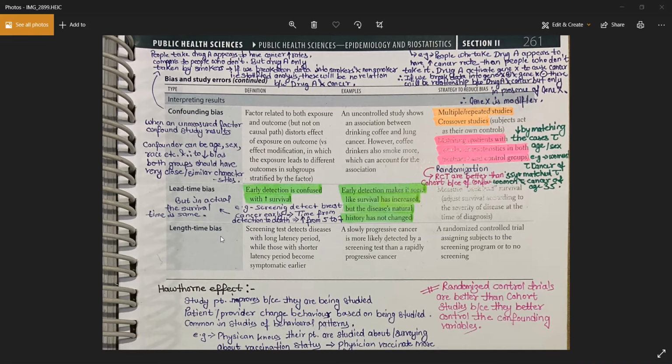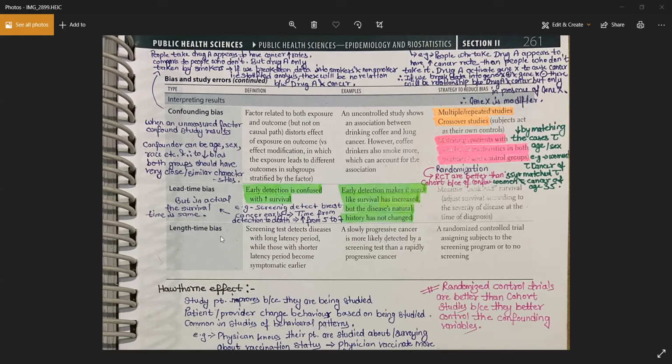Yeah. I was going to say something I read: in length time bias, you can use GBM, glioblastoma, because before you detect it, you have like six months to a year. Yeah, exactly, for that. And the lead time bias could be follicular carcinoma. That's what I'm saying.